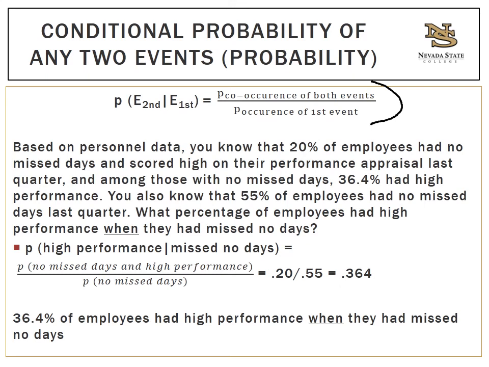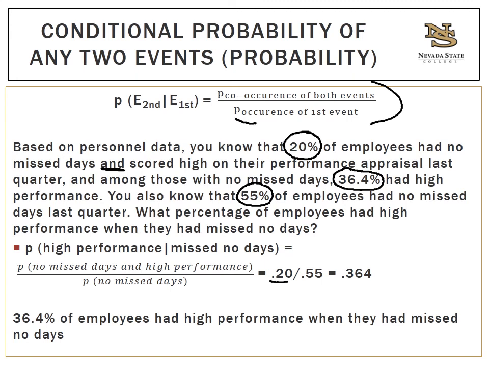So we know that out of everybody, 20% had no missed days and scored high on their performance appraisal. Here we know that just out of those who had no missed days, here's the percentage that had a high performance appraisal, and here's how many employees had no missed days in general. So if we're looking at the probability of the co-occurrence of both events, so no missed days and scored high on their performance appraisal, that's this 0.20 based on the 20%.